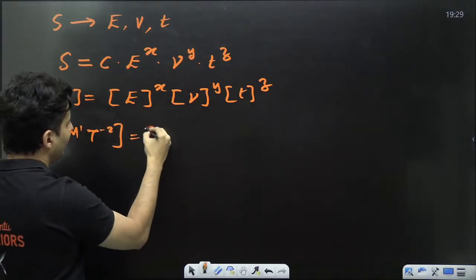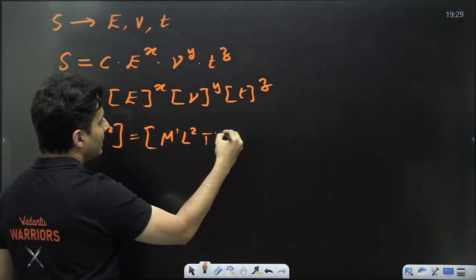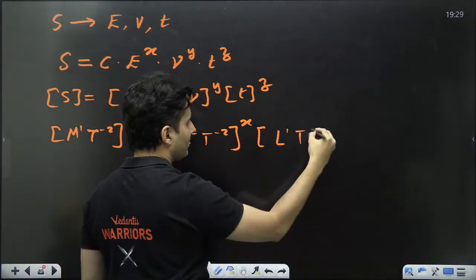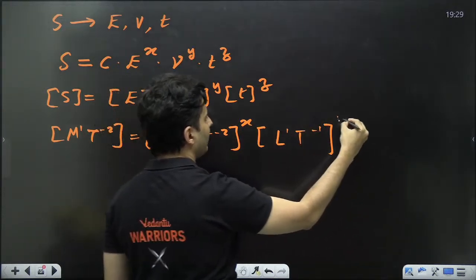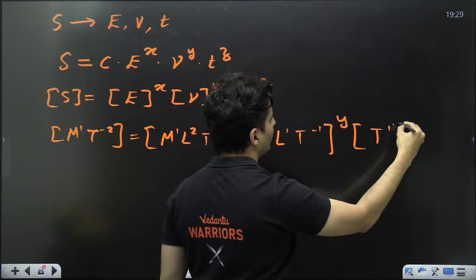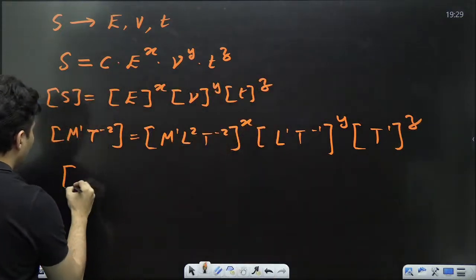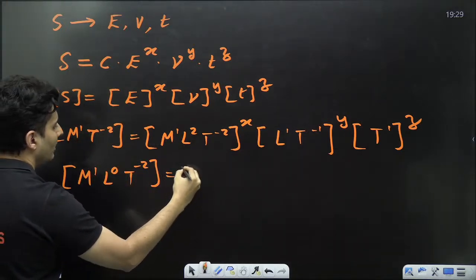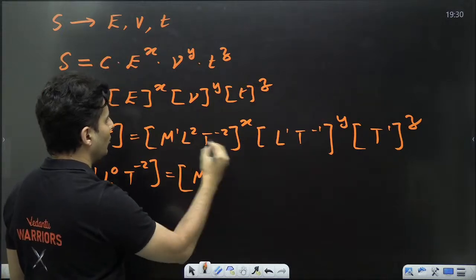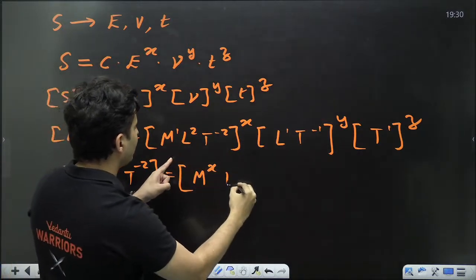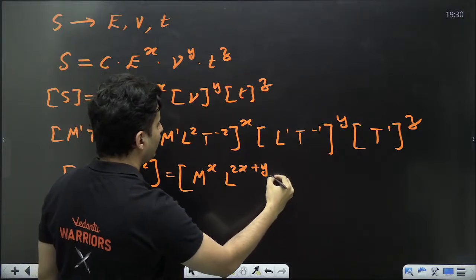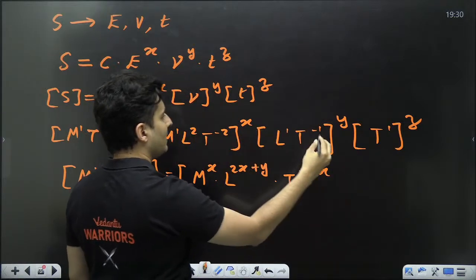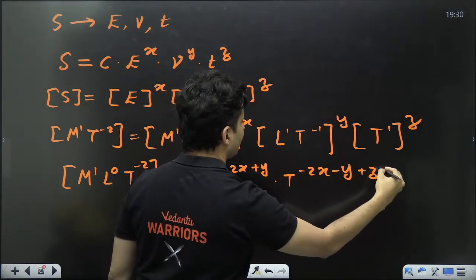Dimension of energy M1 L square T raised to minus 2. Dimension of velocity L1 T raised to minus 1, meters per second, right, raised to y. Dimensions of time T raised to 1, whole raised to z. Now this will become M1 L raised to 0 because no power of length, T raised to minus 2 will be, mass is there only once, so M raised to x, L is raised to 2x plus y and time is raised to minus 2x minus y plus z.